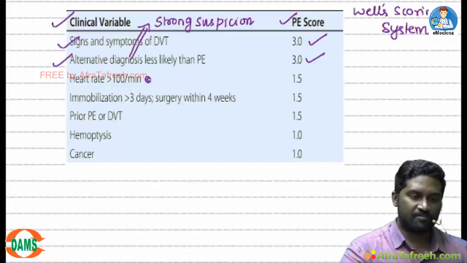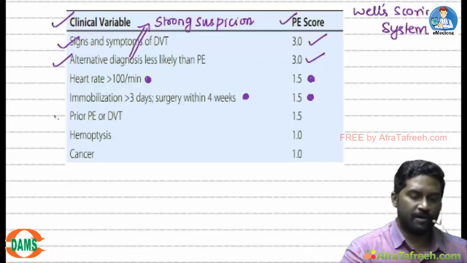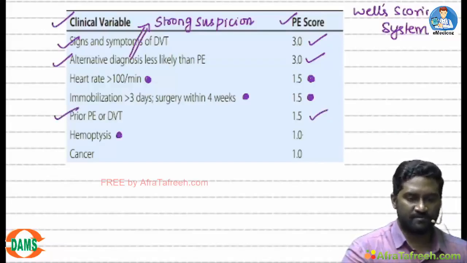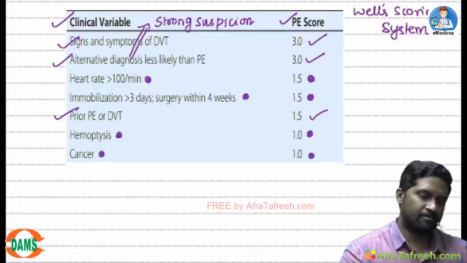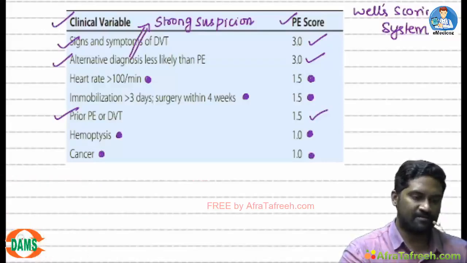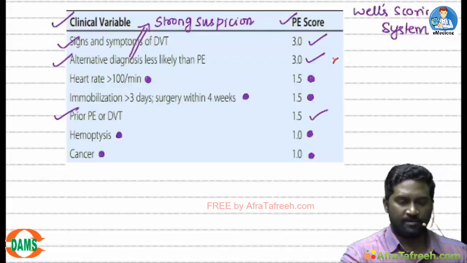Patient's heart rate is more than 100 per minute, score will be 1.5. Immobilization more than 3 days, surgery within 4 weeks, score will be 1.5. Prior pulmonary embolism or DVT, score is 1.5. Patient presenting to you with hemoptysis, score will be 1. Patient is having some malignancy, score will be 1. Now let us see how to apply this score.